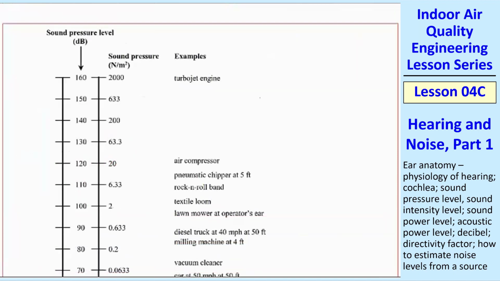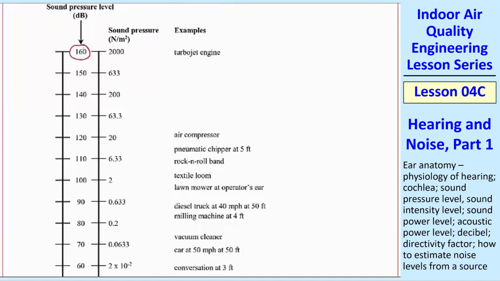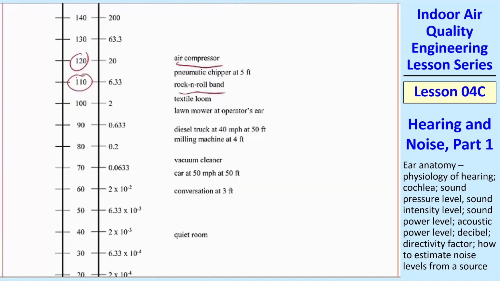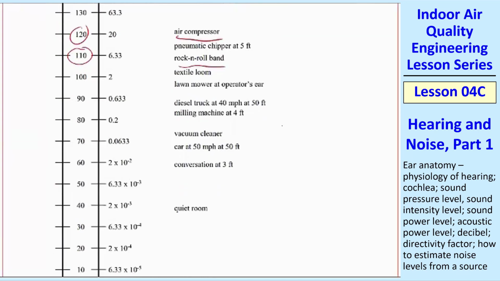Some examples of sound levels in dB. 160 dB is really dangerous. If you were standing right next to a turbojet engine, that's dangerous. You can blow out your ears. Air compressors can be very noisy, 120 dB. Rock and roll band, not so good for your ears. Vacuum cleaner can be 70 dB or so. Normal conversation, if we're in a room talking with people, it's around 60 dB.